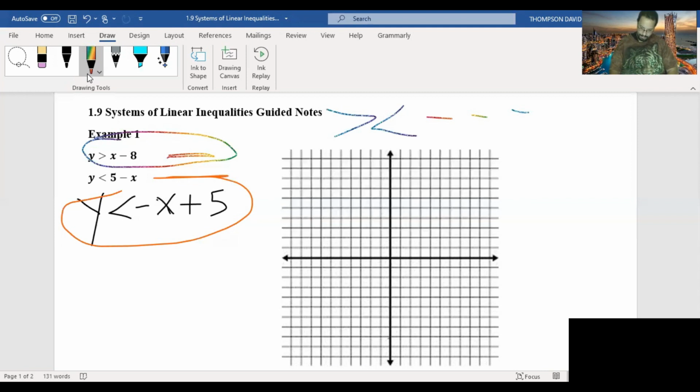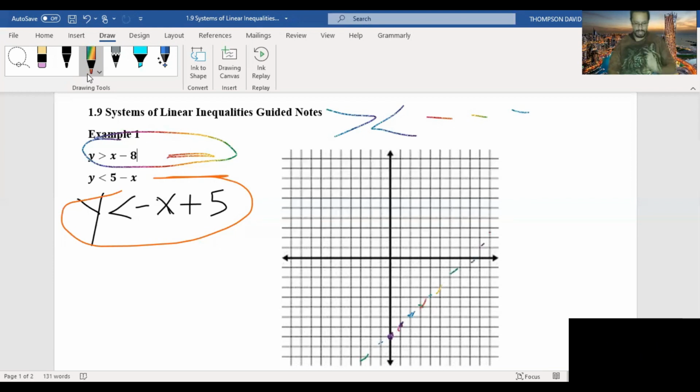And plot the y-intercept. We're going to use our slope. And just make a dotted line.